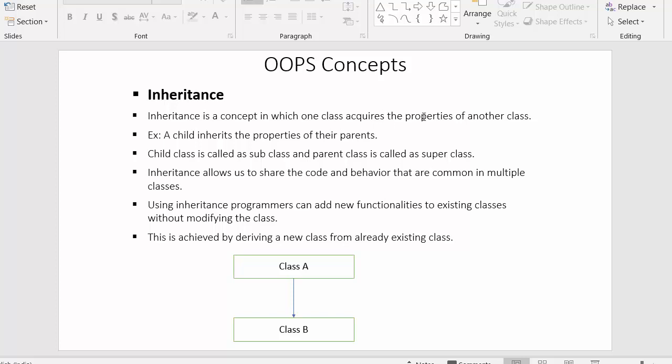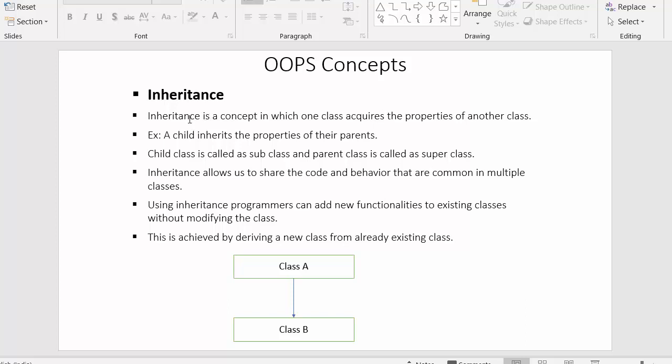Okay, as we have already discussed, in object oriented programming we write the program using classes, and inside the classes we declare the data members. Okay, so how does inheritance work? What is the concept of inheritance?